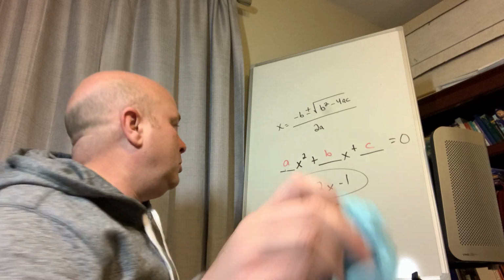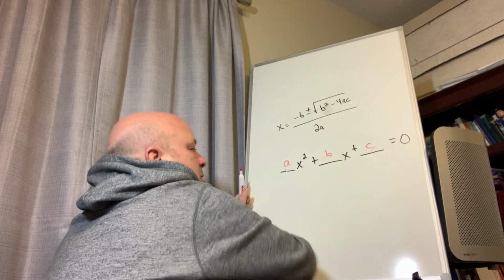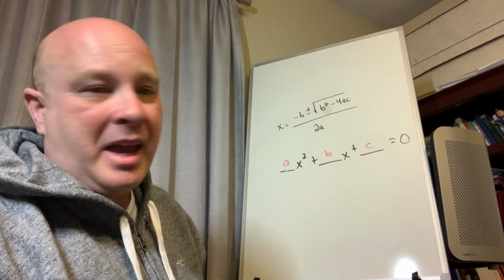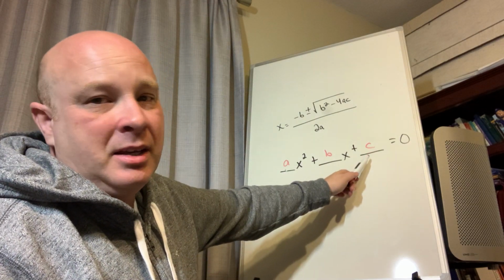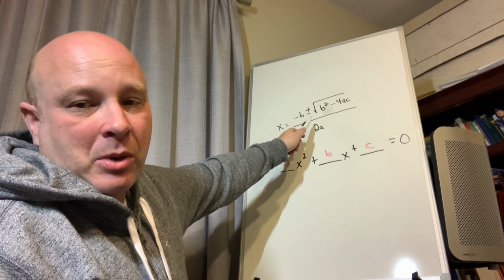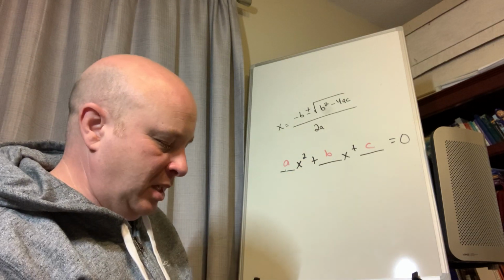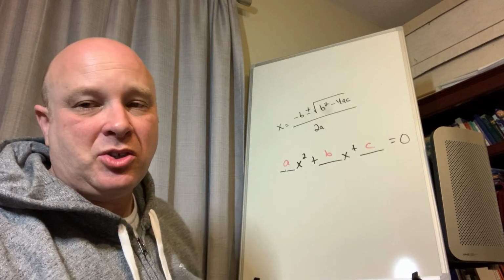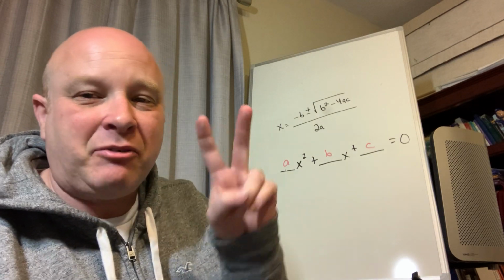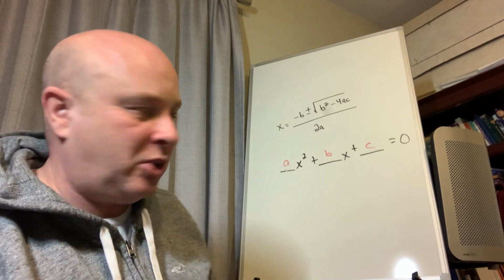Now what I'm going to do is take my a, my b, and my c, and plug it into this number up here. Now, if you've got an x squared in your equation, that means you're going to have two values for x. Let me show you what that looks like, okay?